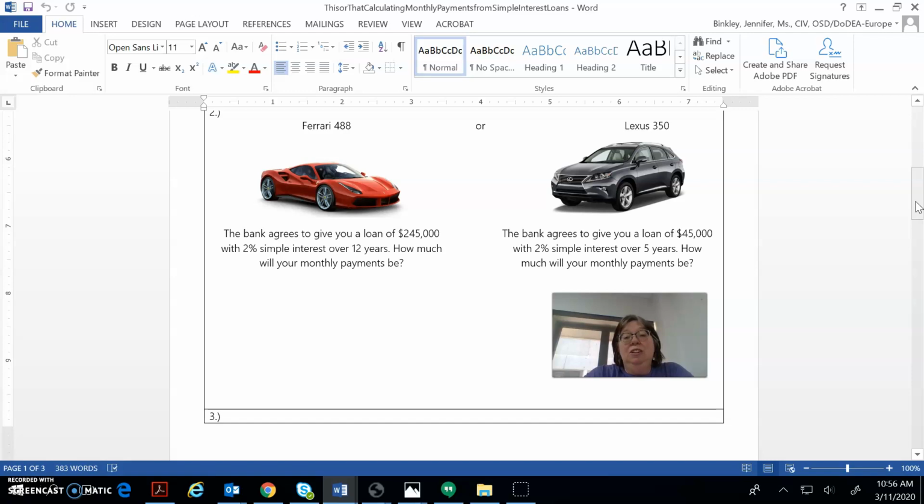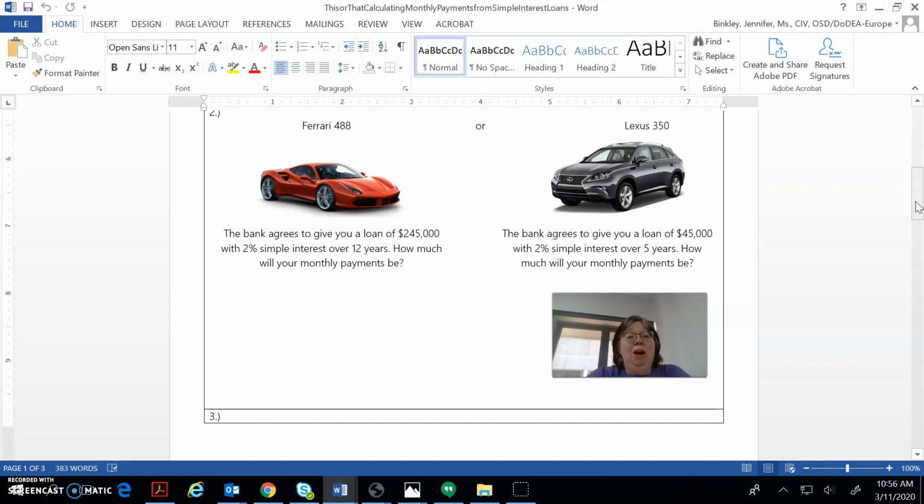What you need to do is calculate, using your calculator and the formula I equals PRT, what the interest would be first on each car for 12 years. You would then add it to the price of the car and divide that by 12 months to find out what your monthly payment would be. And then you can tell me which car you would choose.